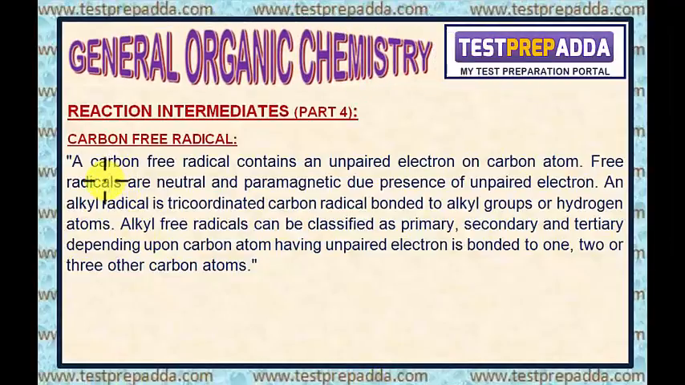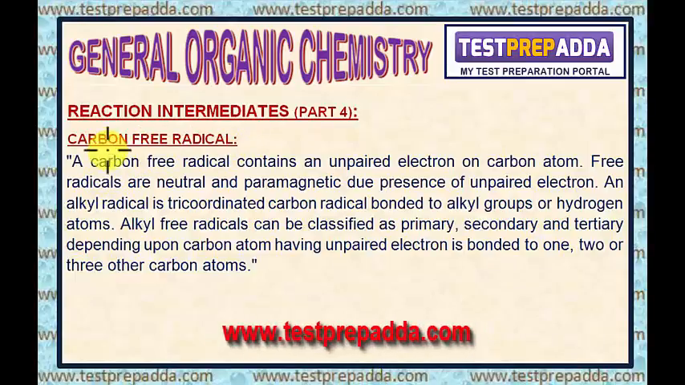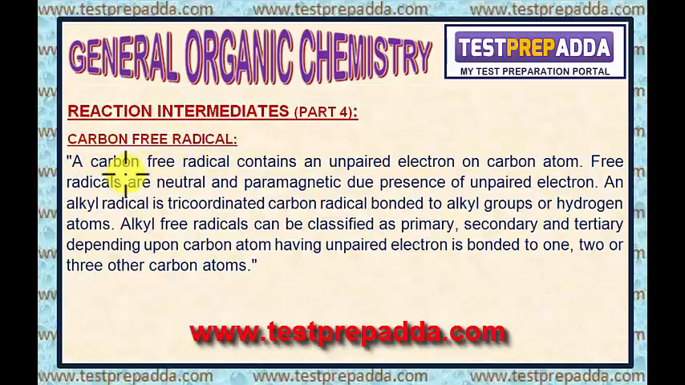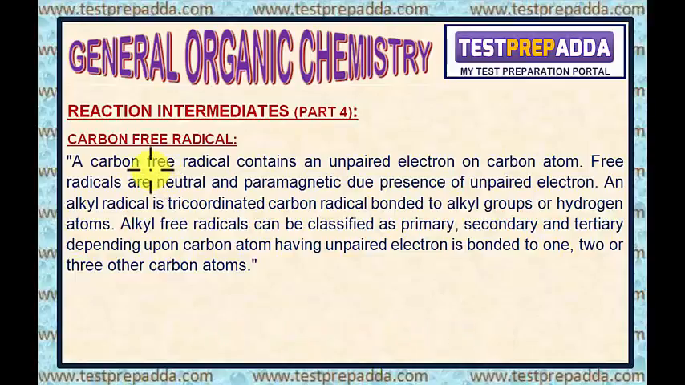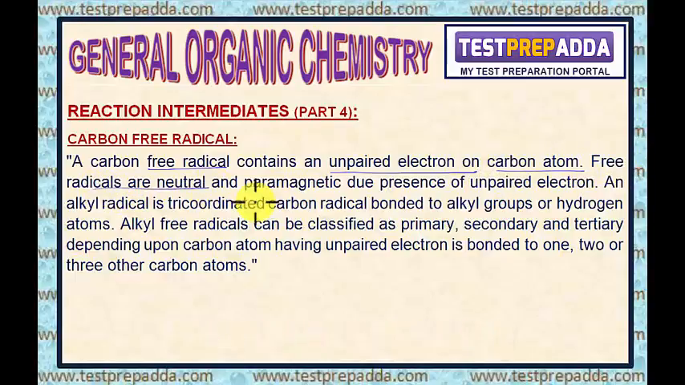Dear students, in this video lecture of General Organic Chemistry, I am going to talk about another intermediate, that is free radical, carbon free radical, or I say alkyl free radical. You can see here a free radical contains an unpaired electron on carbon atom. Free radicals are neutral and paramagnetic due to presence of unpaired electron.